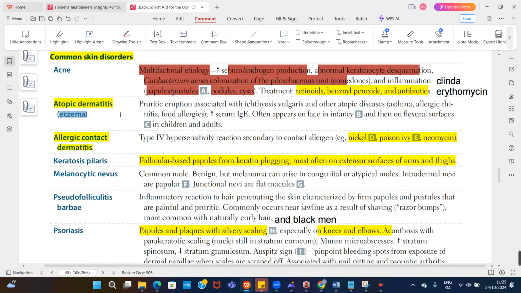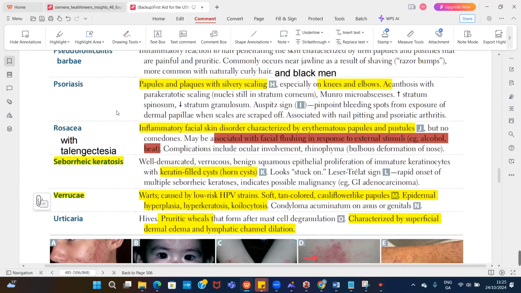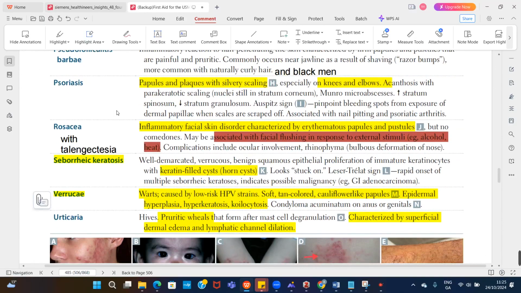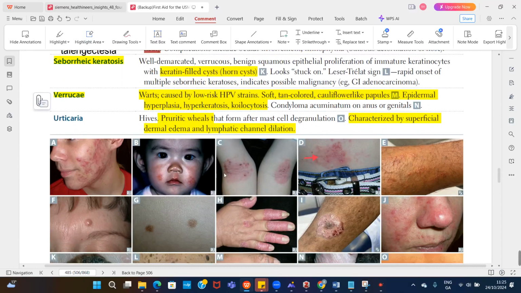Moving on to the next one, which is atopic dermatitis, also known as eczema, just like we've talked about. And the microscopic feature of eczema is what? Spongiosis. What do you see that's going to raise your suspicion for atopic dermatitis? It depends on the age of that patient.